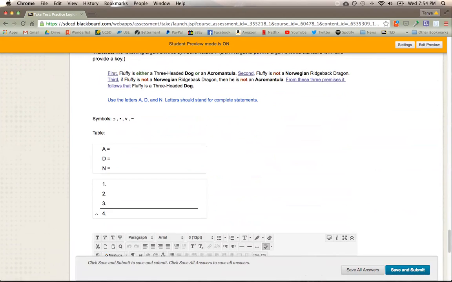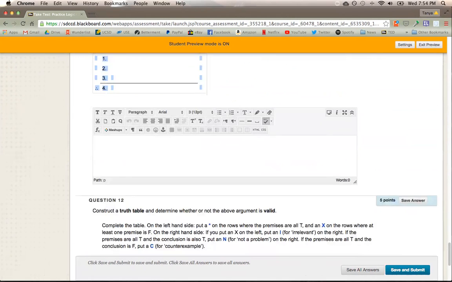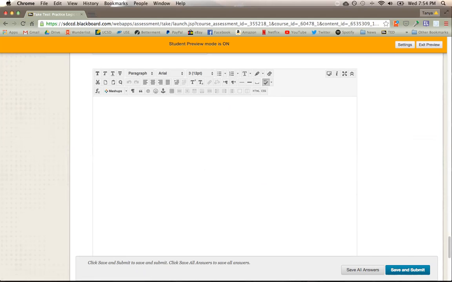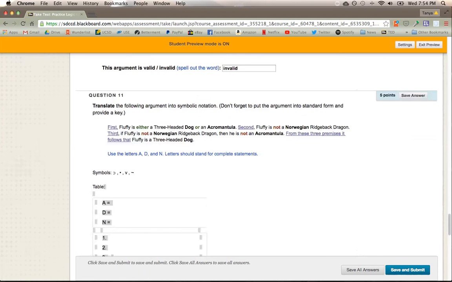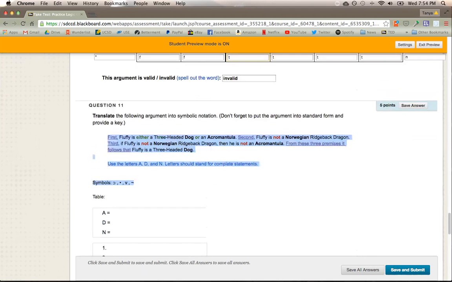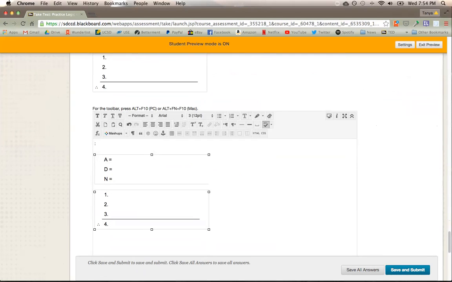Okay, we've got a slightly longer one. I'm gonna start by copy and pasting. I'm also going to just copy all this. I have to keep scrolling.